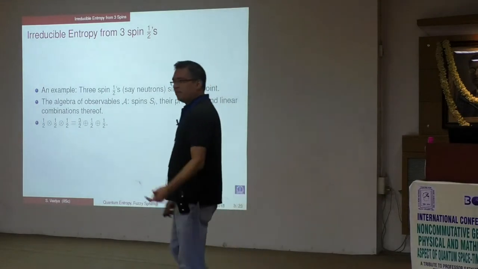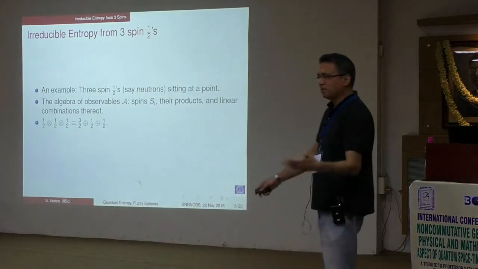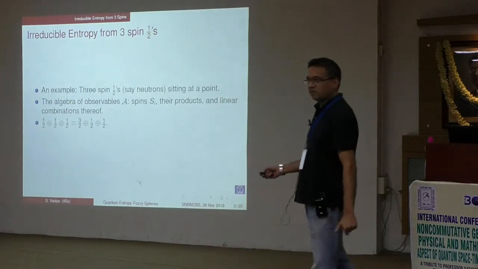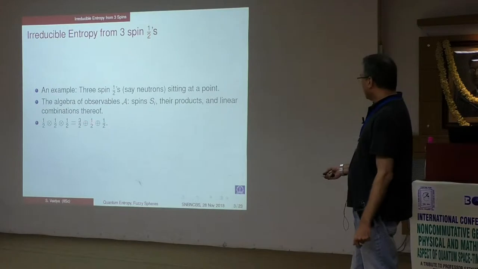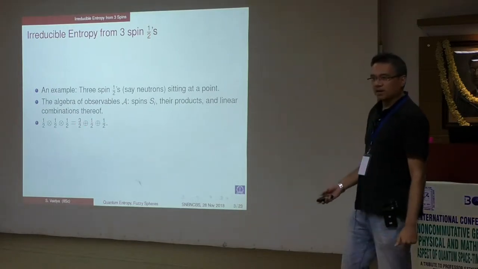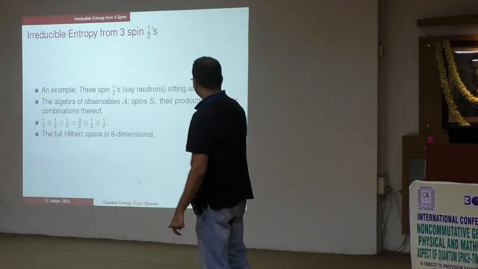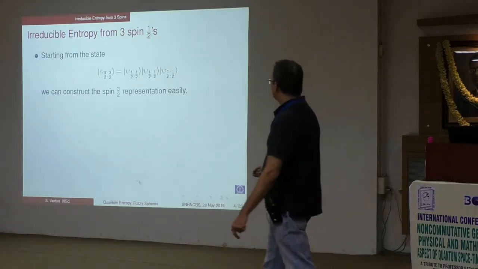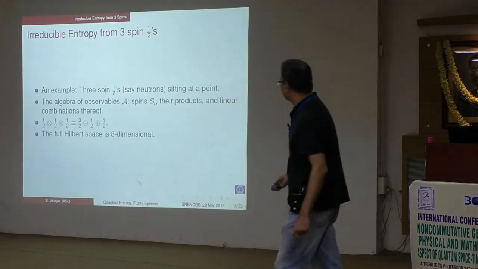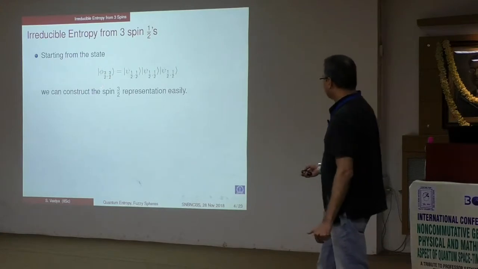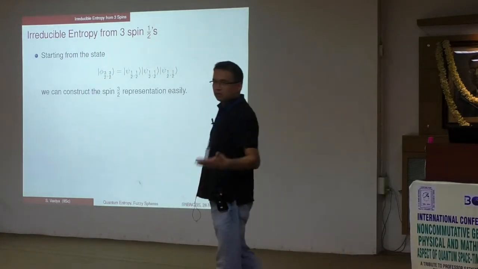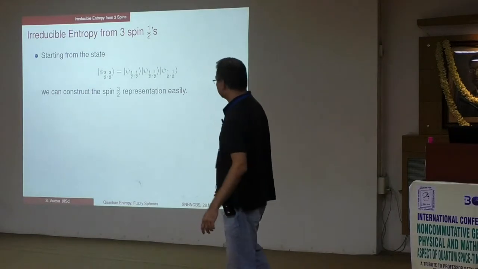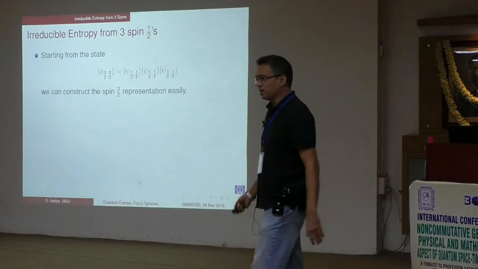Now, we know from our undergraduate quantum mechanics that if you take three spin-half particles, then you can decompose the tensor product of three spin-half representations into a spin 3/2 and two copies of spin-half, right? So the full Hilbert space, which is eight-dimensional, breaks up. If you start off with the state in which the total spin in the z direction is 3/2, then we can construct the spin 3/2 representation quite easily by repeatedly applying J minus.